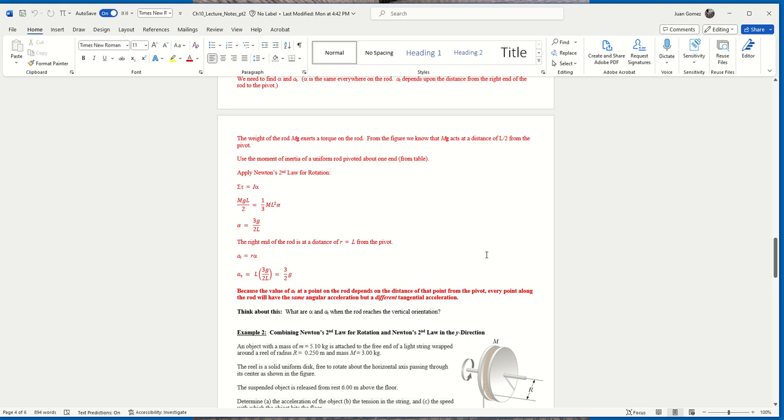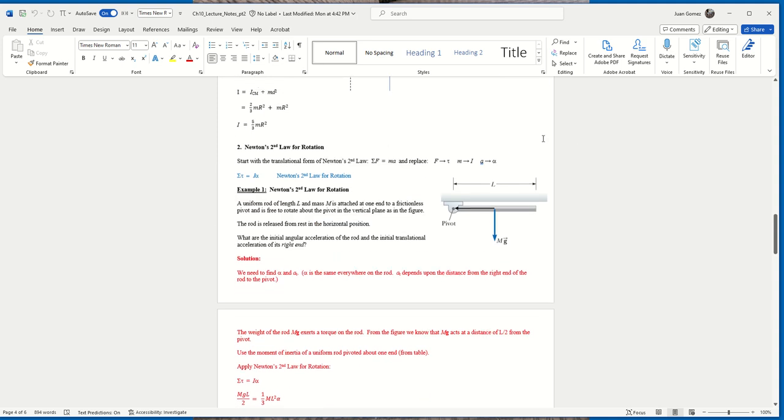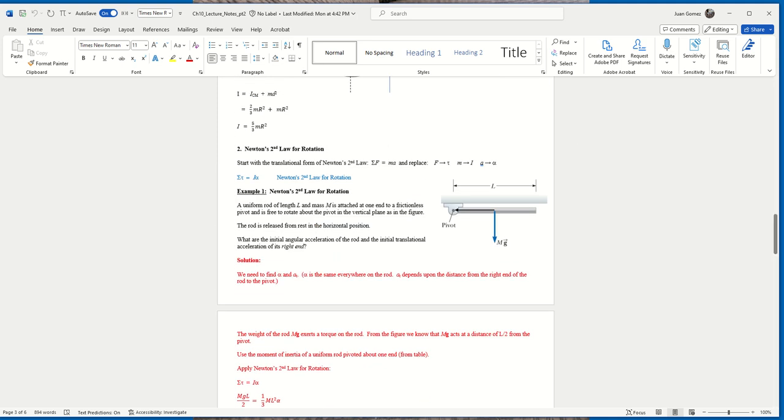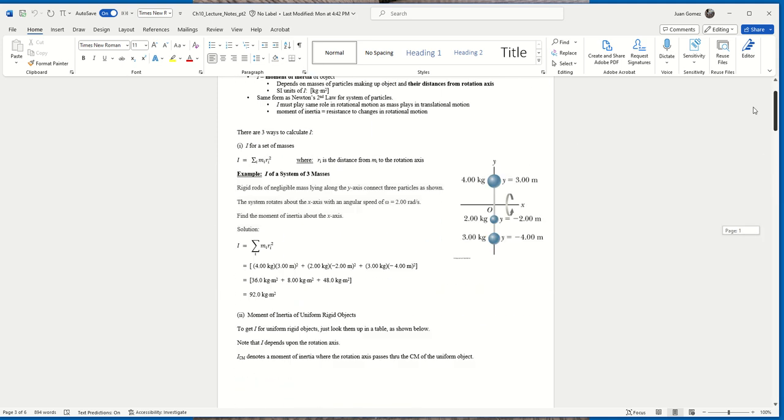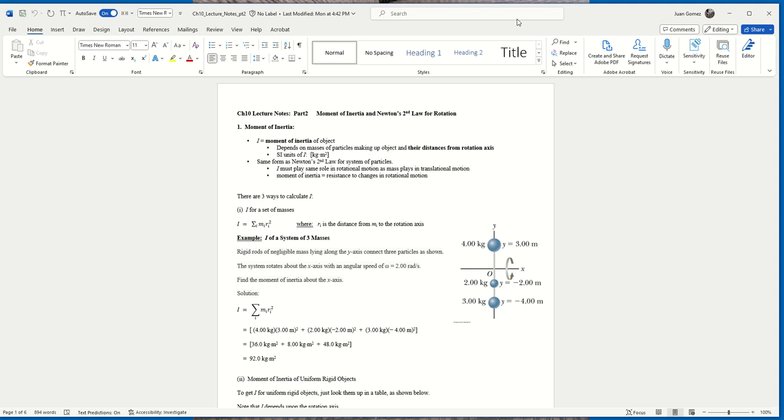Now I want the tangential acceleration of the right end of the rod. Well, remember, let me pause it for a second.